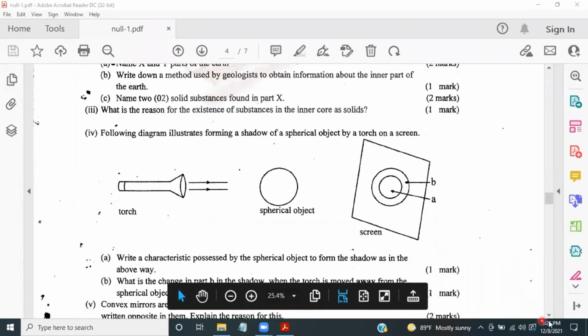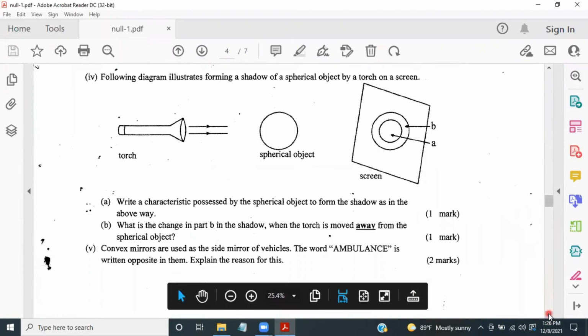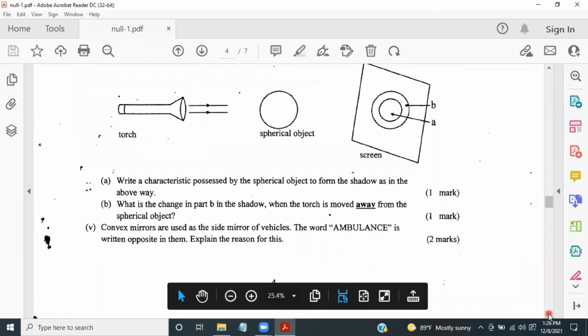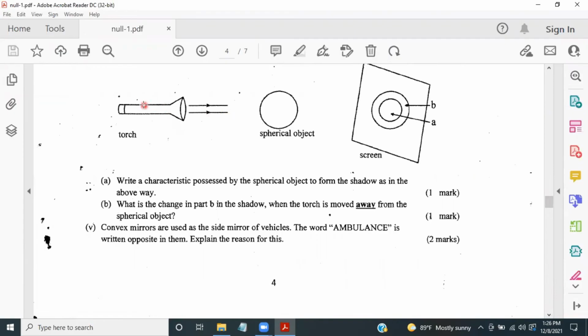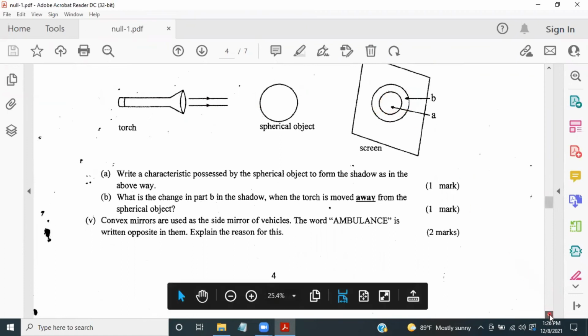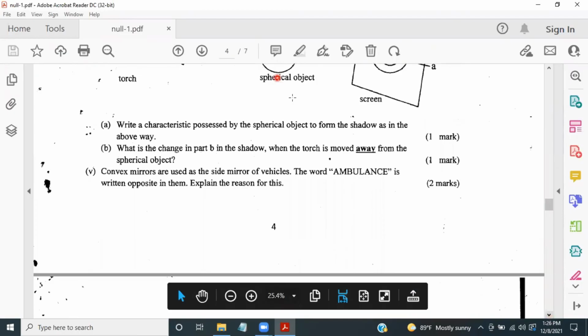Next one. What is the change in part B of the shadow when the torch is moved away from the spherical object? If we take the torch away from the spherical object, B is the penumbra. Penumbra is gradually disappearing. Answer is gradually disappearing.